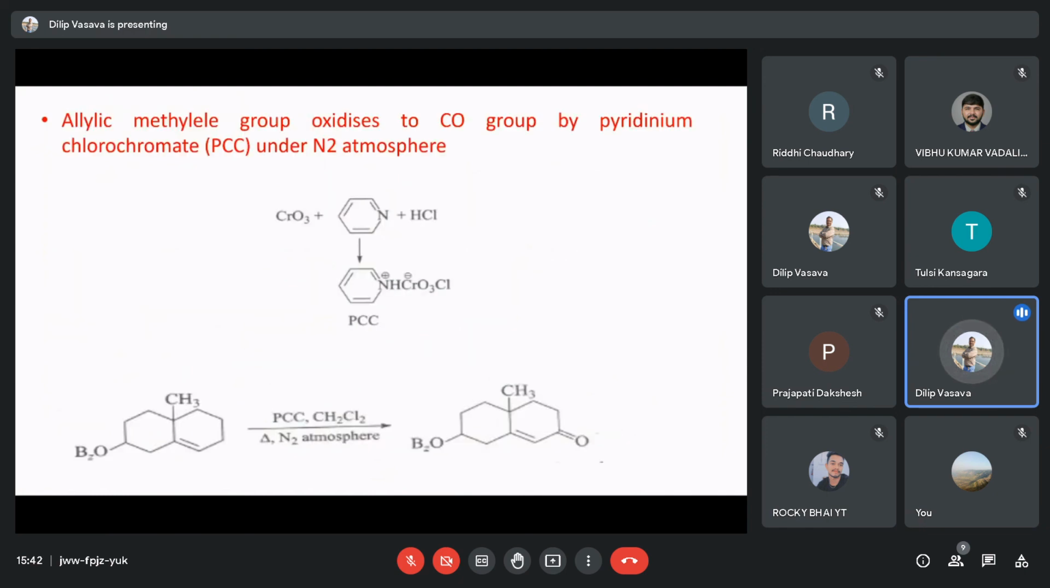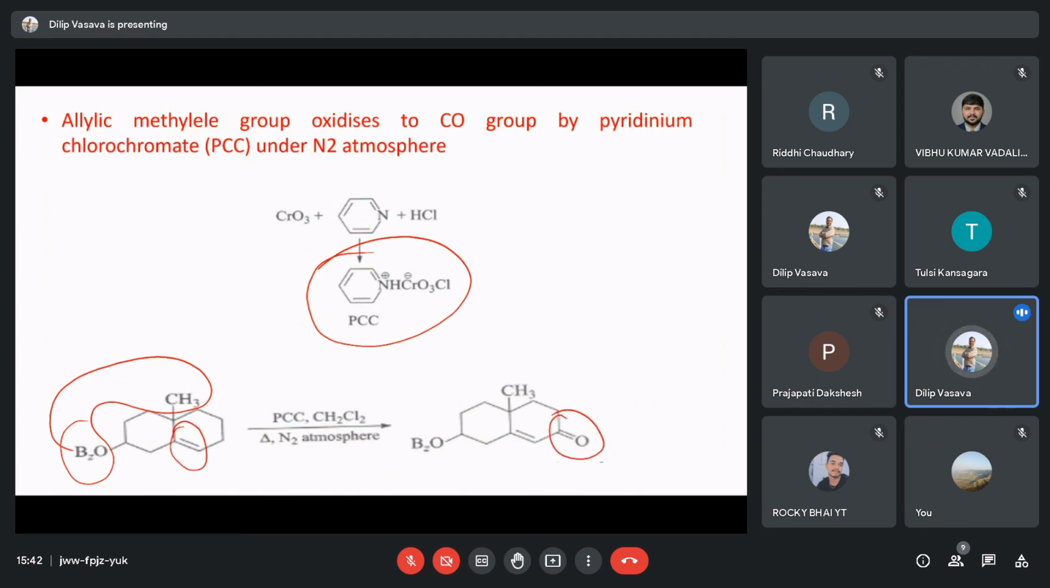Now very recently PCC is utilized as an oxidizing agent, and this is also a very specific oxidizing agent, where any of the functional groups that are more reactive can be protected. But in the presence of the double bond, the allylic carbon is oxidized. That is the application of PCC.